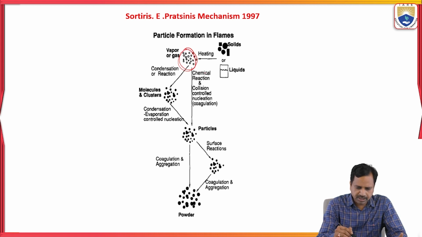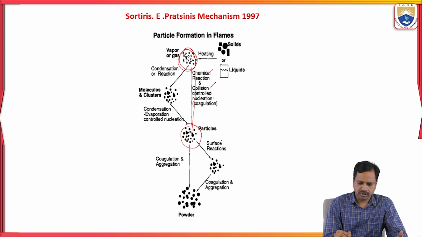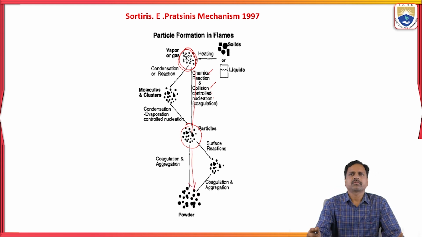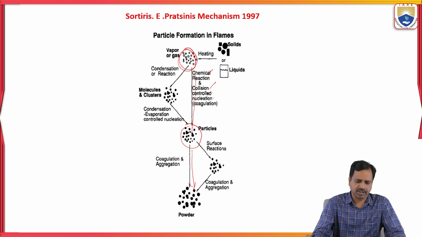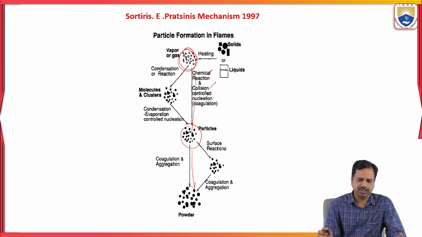Then chemical reaction, collision, controlled nucleation and coagulation take place, and it forms the particles. These particles are directly converted into powder. The vapors are directly converted into powders in the flame synthesis method.